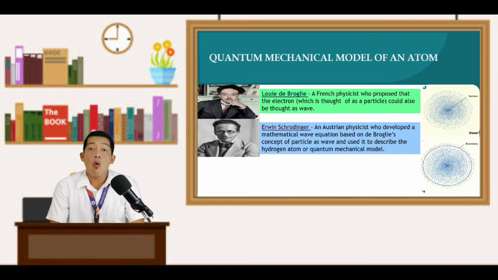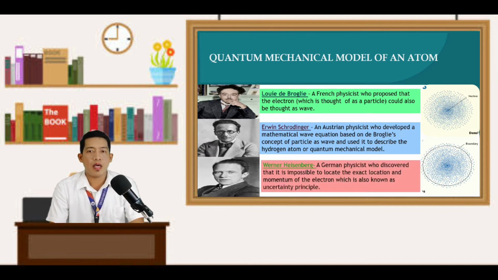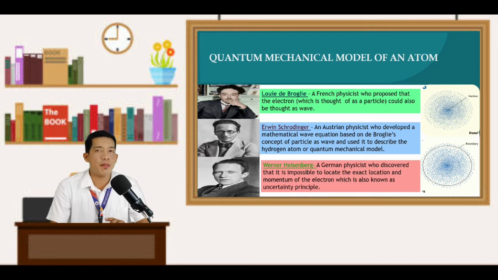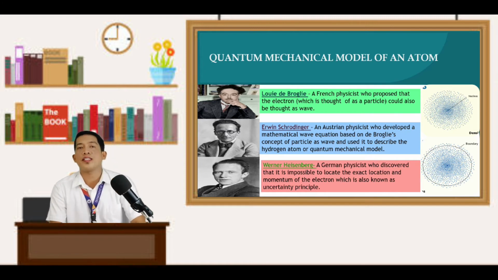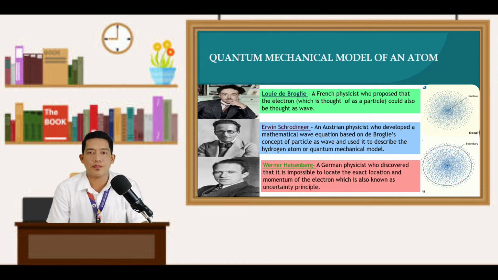And last, Werner Heisenberg. Werner Heisenberg is a German physicist who discovered that it is impossible to locate the exact location and momentum of the electron, which is also known as the uncertainty principle. Those are the scientists who played a vital role in the development of the quantum mechanical model of an atom.